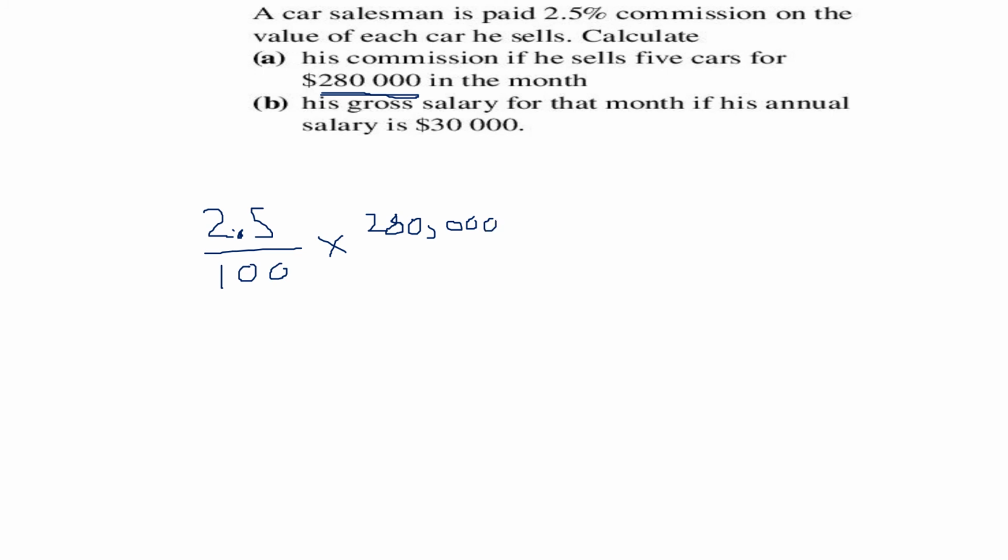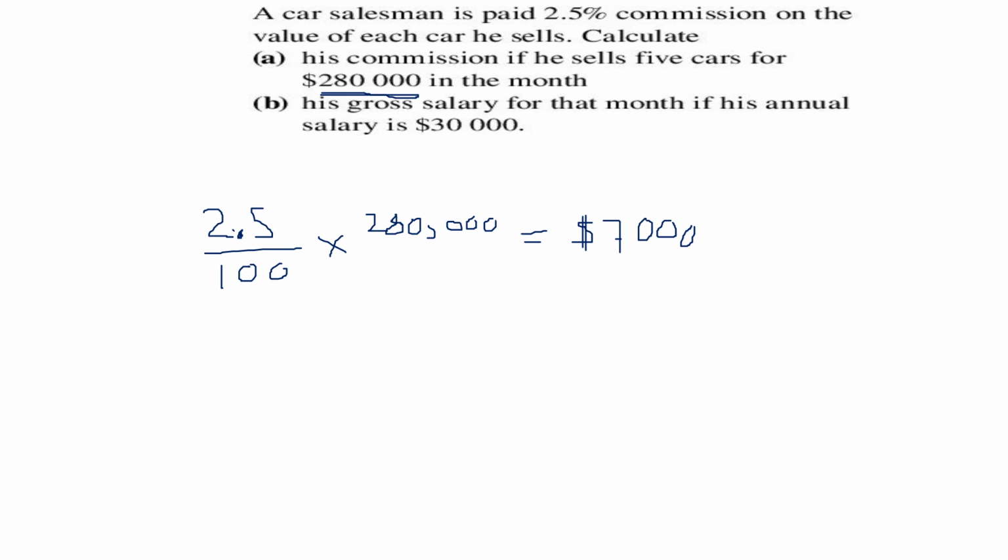Where's my calculator? If I do this, 2.5 divided by 100 times 280,000. According to my calculator, this will give me a sum of 7,000. Wow, that's not bad at all. You're already getting more than what I get for just selling one car. Life is so not fair. Right. So he gets $7,000 for one car at $280,000.